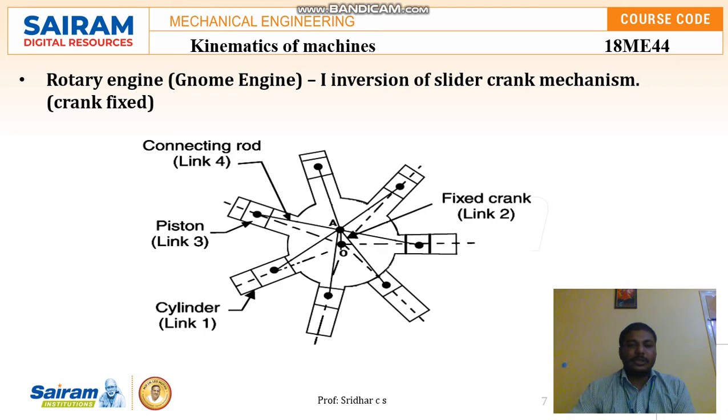You can see all the links have been connected to one fixed link, the crank. Whenever this fixed link crank starts rotating, all the other links which are connected, the pistons connected to the piston cylinders, start oscillating. The combustion process takes place with the help of this mechanism. This is how they are used in V type engines.